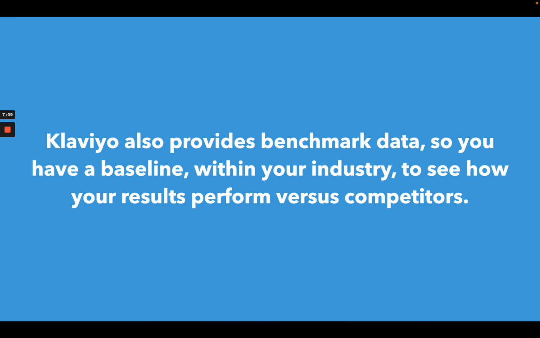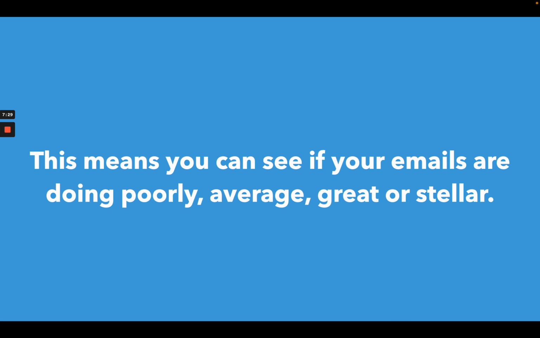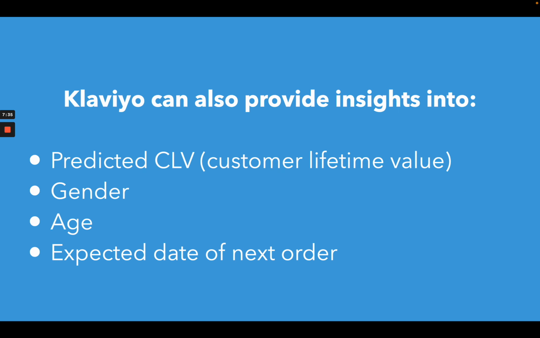Klaviyo also provides benchmark data, so you have a baseline within your industry to see how your results perform versus competitors. So Klaviyo will give you an average industry open rate, and then it will compare yours to the average, and then you'll get a red or a green basically for if you're doing good or if you're doing bad, or maybe you're doing okay. So this means that you can see if your emails are doing poorly, average, great, or stellar, which is super helpful.